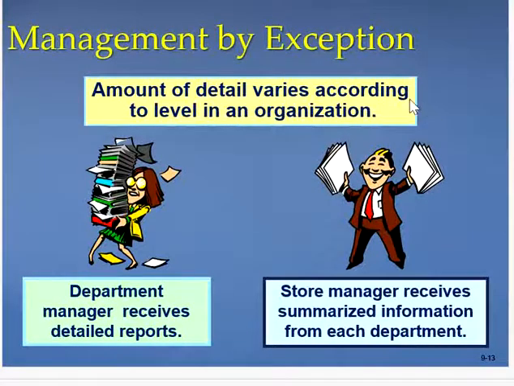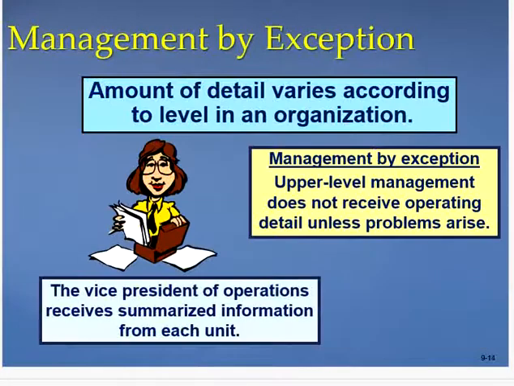The amount of detail varies basically because of the level in an organization, right? A department manager may receive a detailed report, or a store manager may receive summarized information, and then based on that you can see what actions need to be done. The amount of detail varies according to level in the organization. So upper management does not look at an error in, let's say, a finishing department in our example. A vice president of operations may receive summarized information from each unit, not the detailed one.